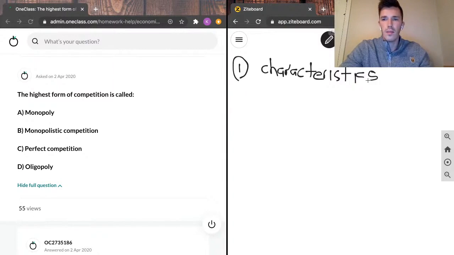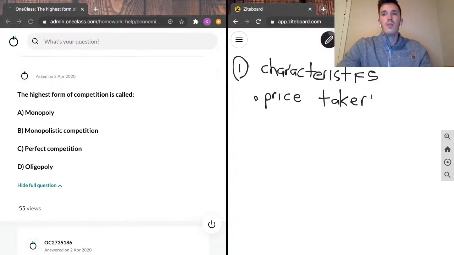For the first bullet point, we're going to have that all producers are price takers. And what this means is that all firms in the industry have no influence over the price of the goods they're selling. They take the market price and they need to sell at the exact same price. They have no market power to influence the price. So they are price takers.